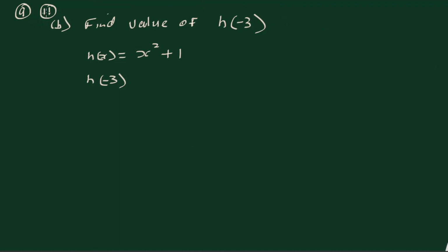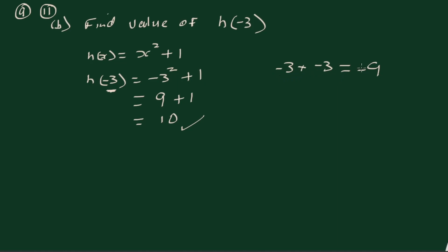Looking at part A2b, find the value of h(-3). So we want to find the value of the function h when the input is -3. So anywhere we see x in the function, we'll replace it with -3. So -3 squared will give us 9, plus 1, which is equal to 10. And that's the answer. Again, -3 multiplied by -3: 3 3s are 9. A minus multiplied by a minus gives us a positive answer, so our answer is +9. Hence, our final answer is 10.